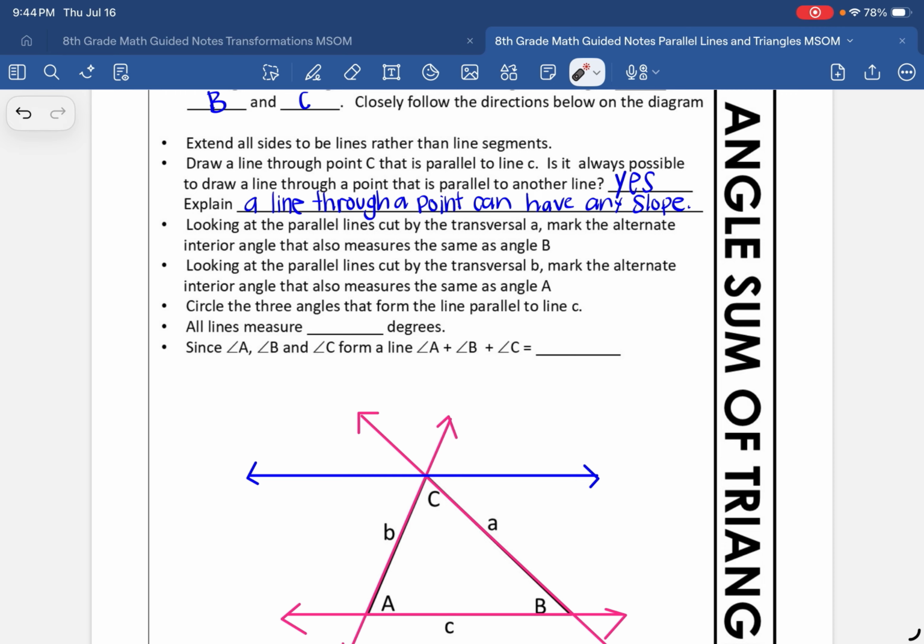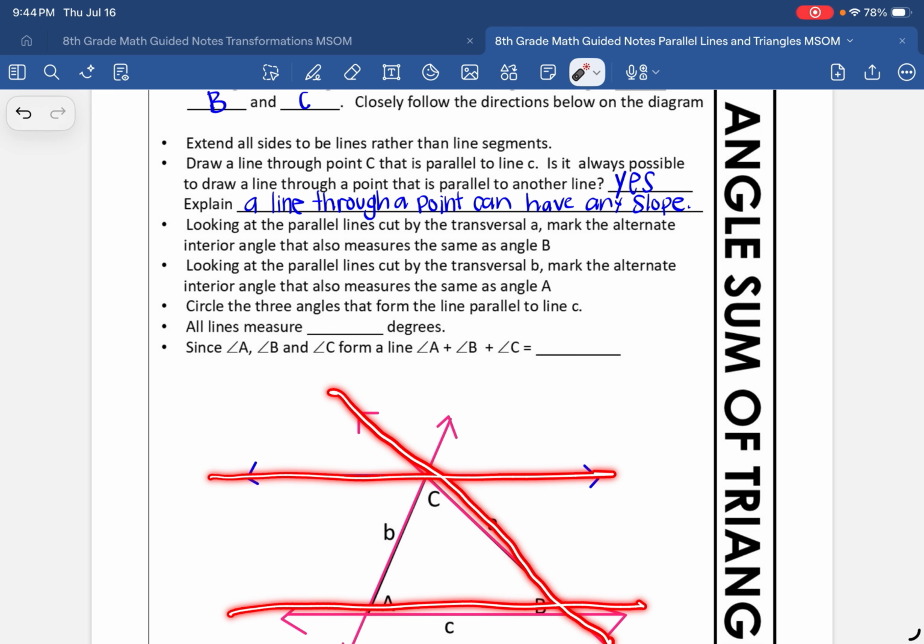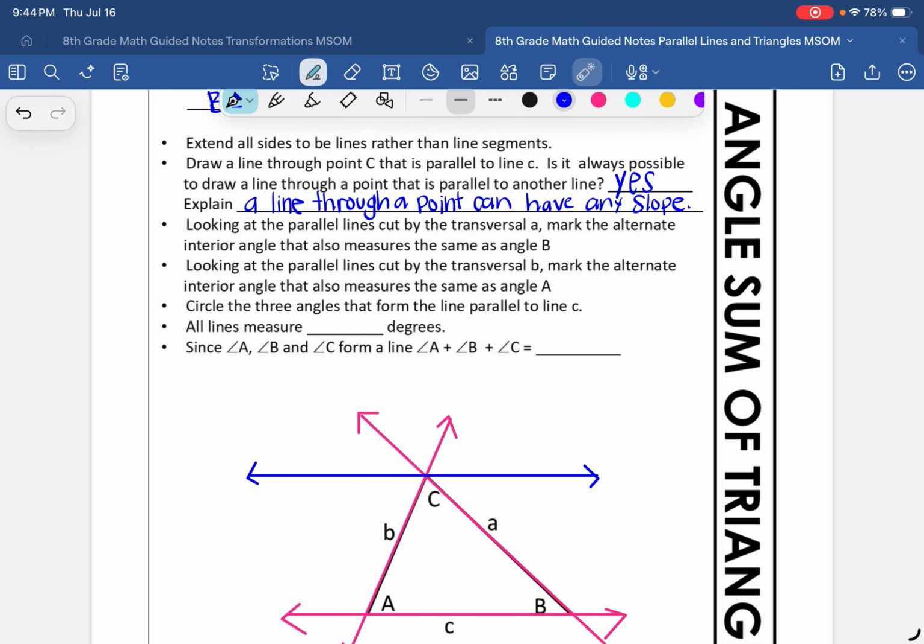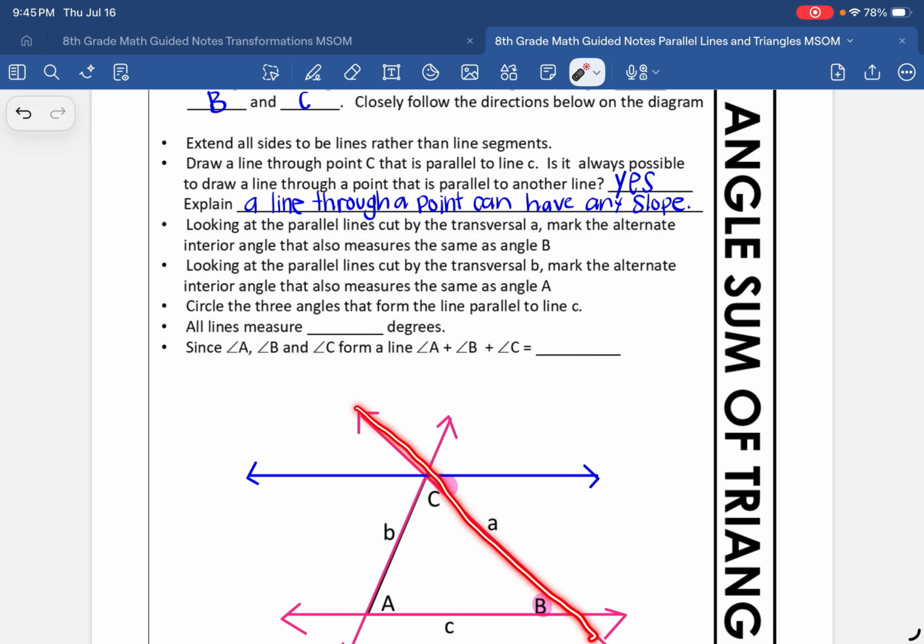Looking at the parallel lines cut by the transversal little a, mark the alternate interior angle that also measures the same as angle B. We're looking at these parallel lines and at this transversal. We want to mark the angle that's alternate interior to this angle B right here. So the alternate interior angle will be this angle right here, if we're looking at this line as the transversal and these as the parallel lines.